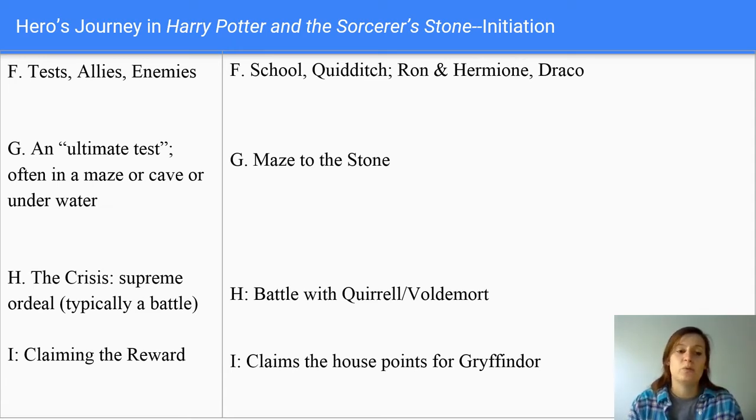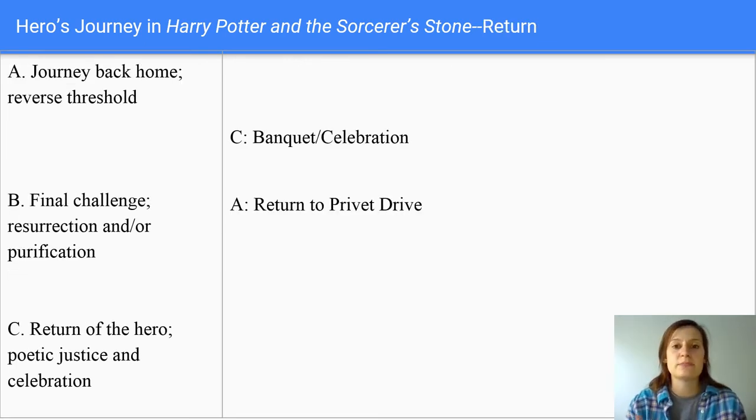And then the last one in this initiation phase is claiming the reward. So, of course, once Harry, Ron, and Hermione return from their ultimate quest, then they claim the house points for Gryffindor and win. So for this last part, this is the return, and that is when our hero goes back over that threshold into their real life.